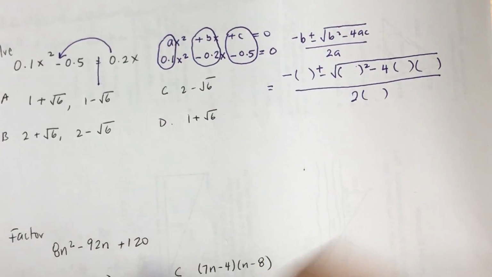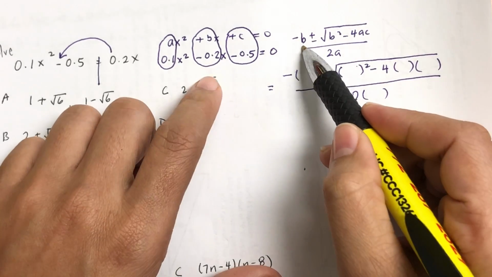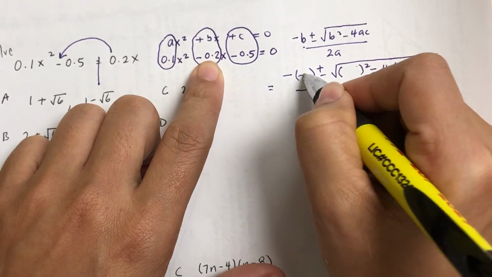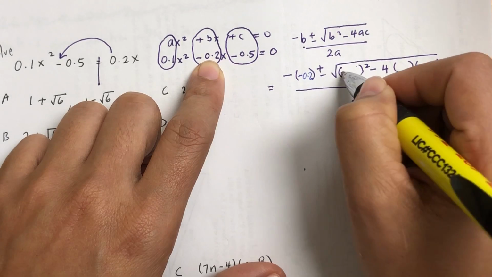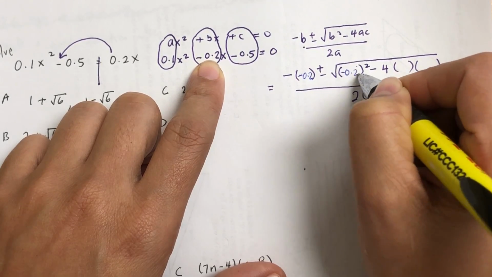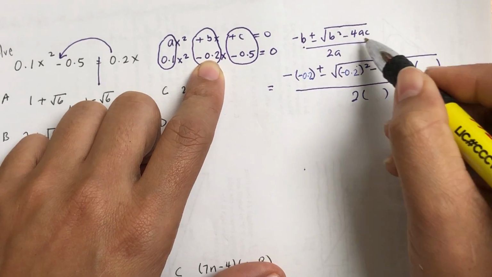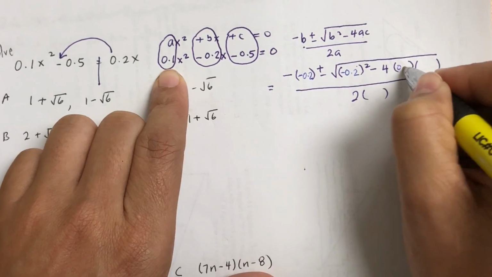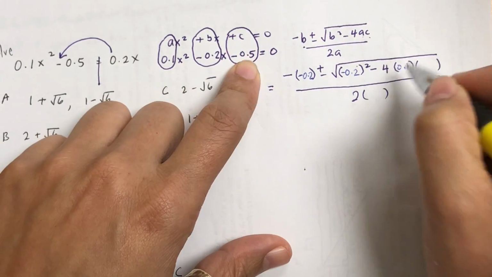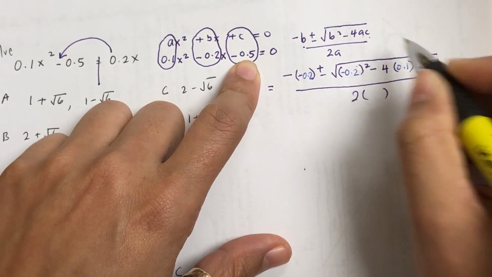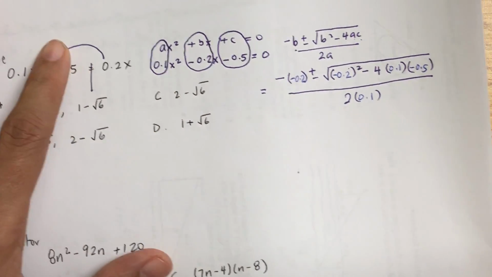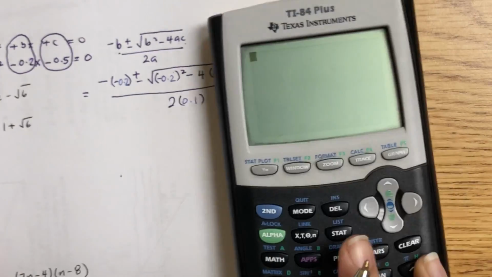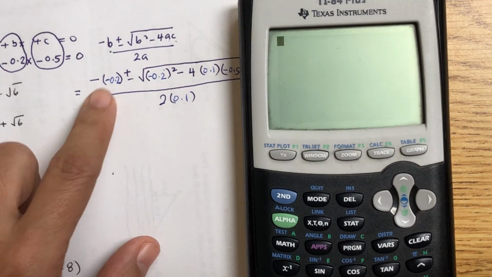Then all you do is you fill in the missing letters. So for B, I have negative 0.2. For B, again, right here, I have negative 0.2. Then next one is A is 0.1, and then C is negative 0.5, and then down here is A again, which is 0.1. Once you have this written out, all you are doing is literally just typing that in the calculator as you see it.